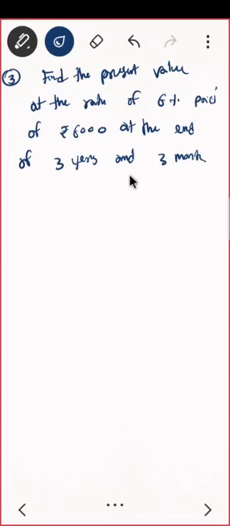So first of all, you have to calculate the years properly. So you want to keep everything in years. So 3 years 3 months. So what can I say? 3 months I can write as 1/4 of a year, correct? So you can write it as 3 and 1/4 years. Is that clear? That will be your n. 3 and 1/4, that means what? 3 plus 1/4.